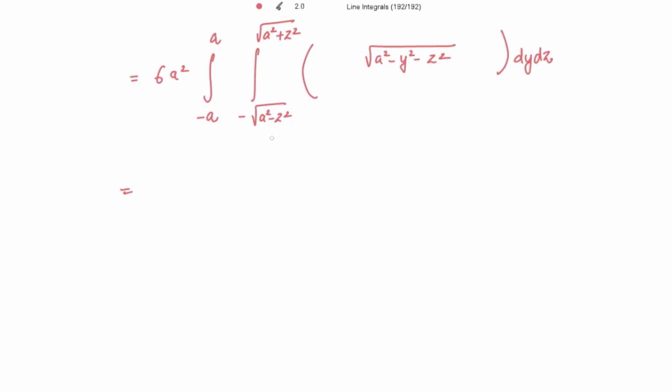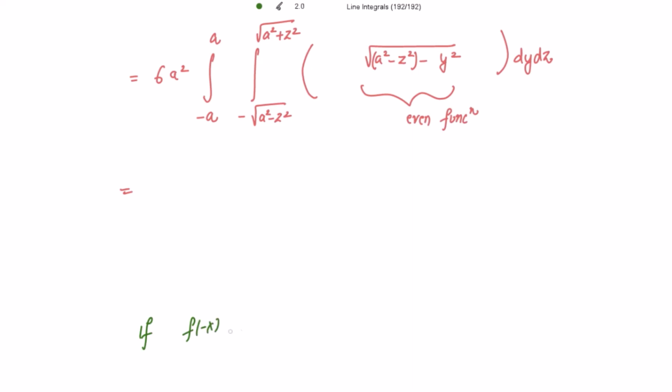And now evaluating this second integral, that is integration of this with respect to y. So for y, a and z are constant, right? So let me write the constant terms together, that is a square minus z square, and then writing minus of y square.